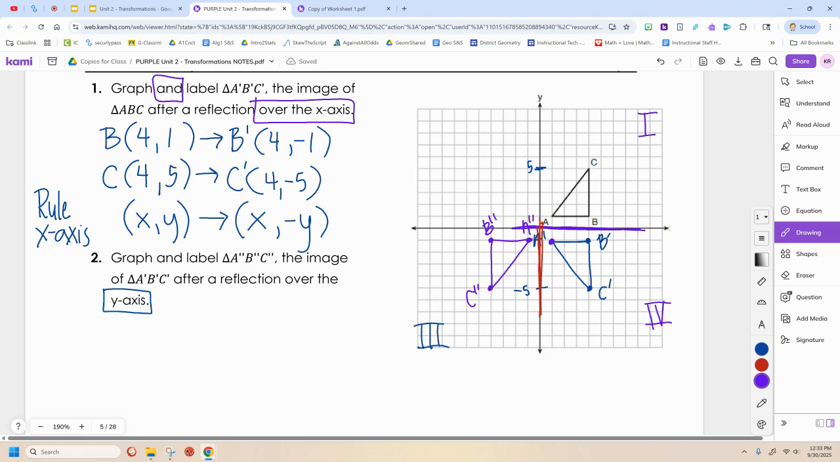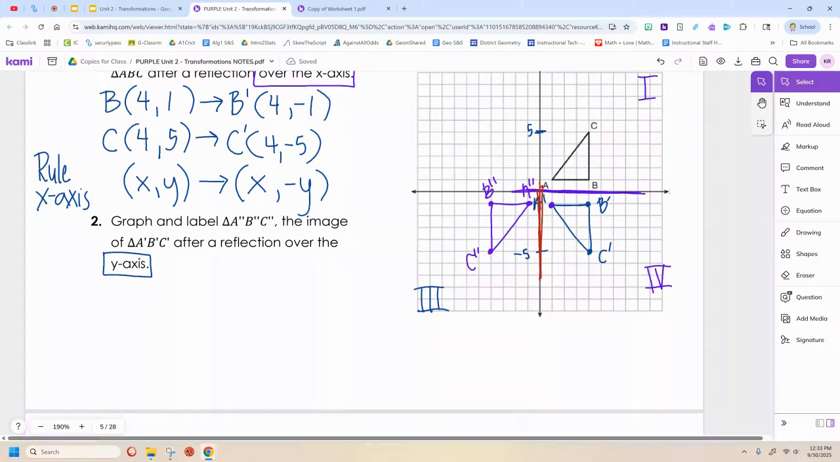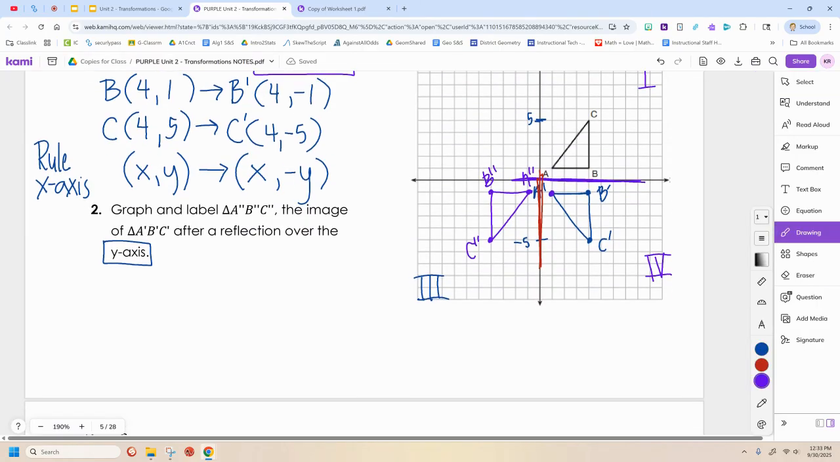All right, so our shapes are all congruent to each other. Okay, so that means it's a rigid motion. Let's see if we can figure out the rule just using B prime and B double prime.